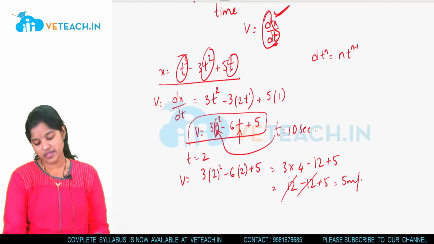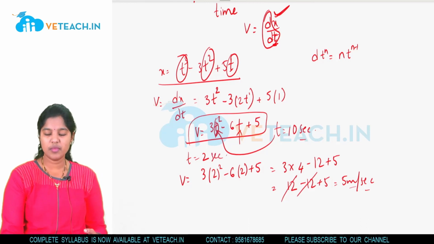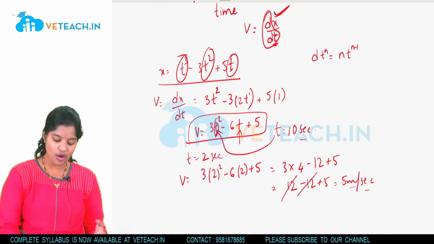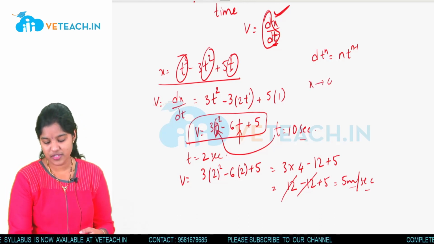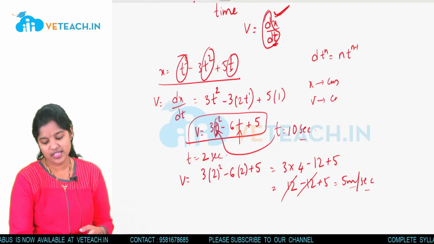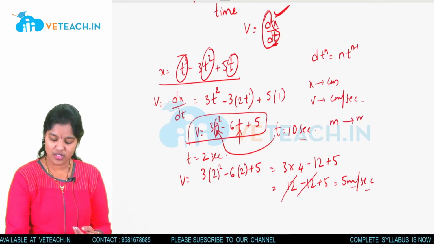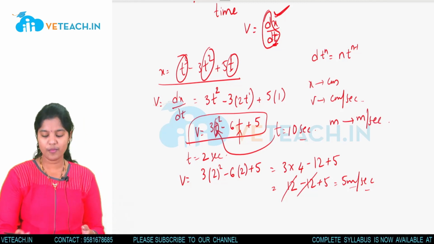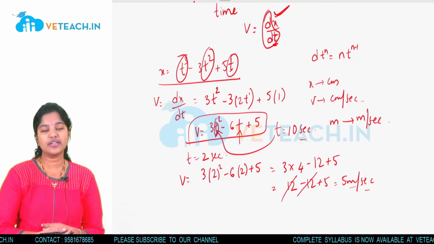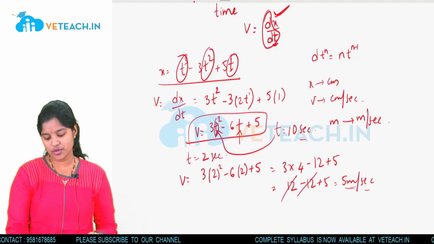It may be meters per second, or here they give seconds, so we are writing seconds. It may be meters or centimeters depending upon the units of the distance. If they give x in centimeters, then velocity will be centimeters per second. If they give in meters, then velocity will be meters per second. So it depends upon the units. Don't bother about it; we will have those units in the problem given. Here it is a simple example, so I just took it as meters.